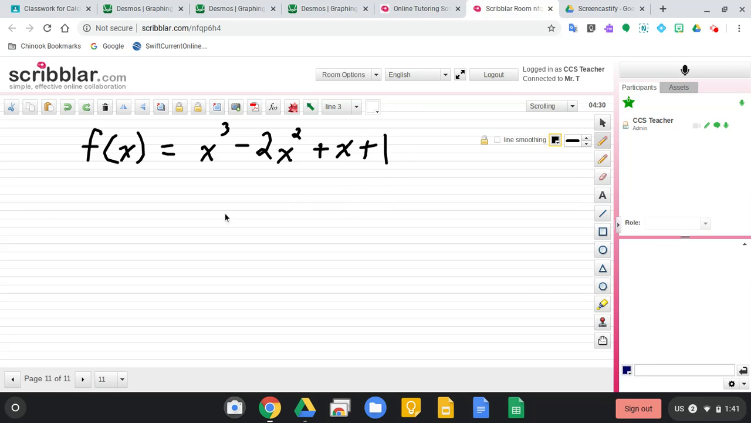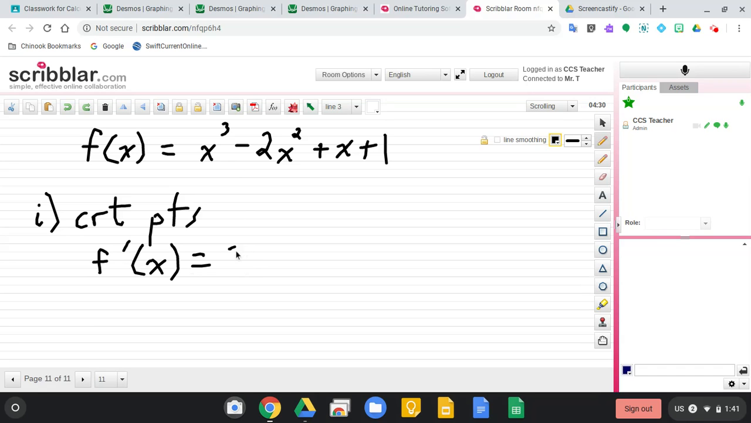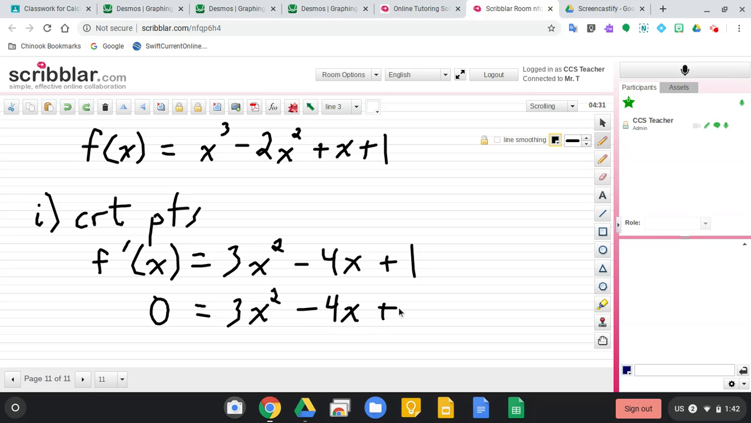And we can do it very, very simply using calculus. The first thing I always like to find are the critical points. We find the critical points by taking our first derivative, f prime of x. So using the power law, this will be 3x squared minus 4x plus 1. To find the critical points, we take our first derivative and set it equal to 0. So 0 will equal 3x squared minus 4x plus 0. The derivative of any constant is 0.